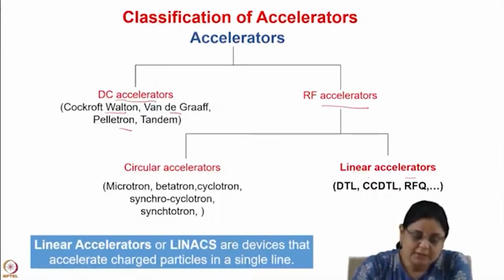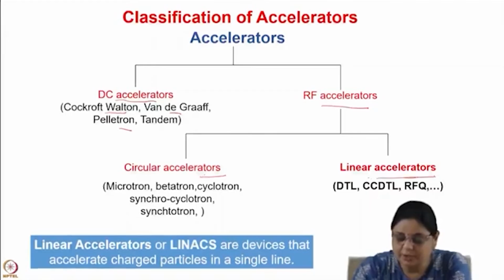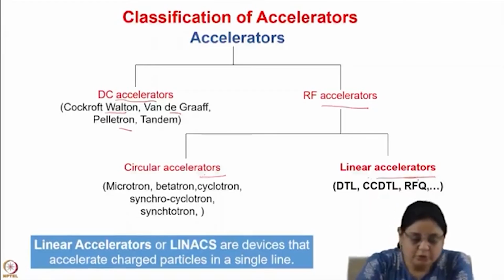So when charged particles move in circular or spiral paths, they are known as circular accelerators, and when they move in a straight line, they are known as linear accelerators. Module 3 will cover the circular accelerators.